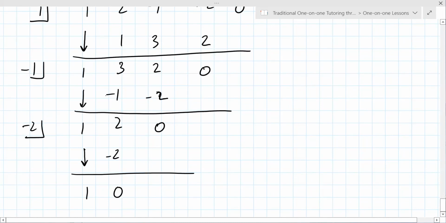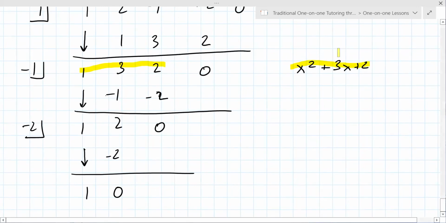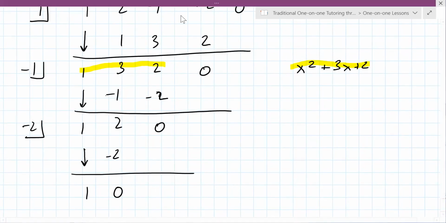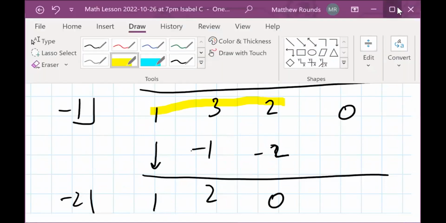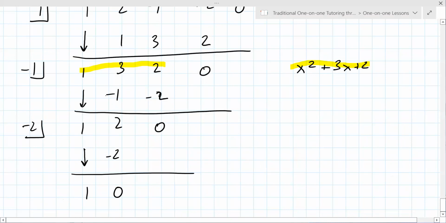So that's the correct way to do it for this. Although in full disclosure, you probably would stop at this line right here, x squared plus 3x plus 2, and you would just factor from here. That's generally where you stop when you get it down to a power of 2.